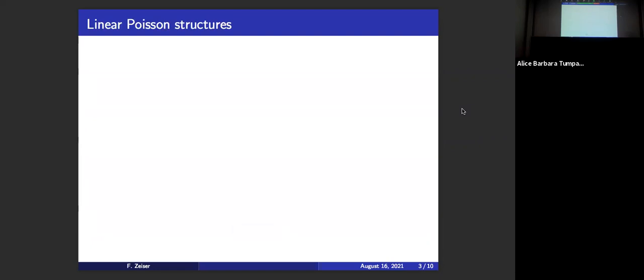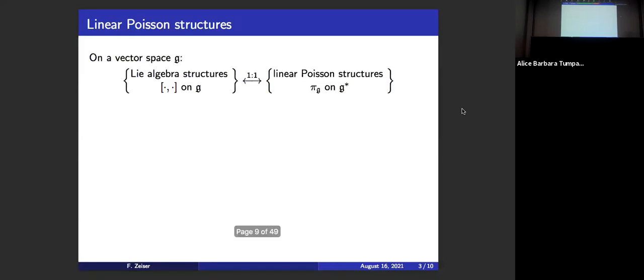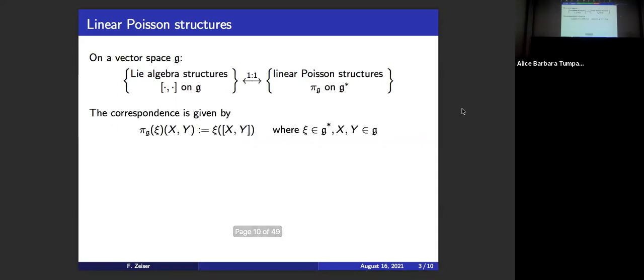And that leads us naturally to the question of linearization. For that, we look into linear Poisson structures, which are associated in one-to-one correspondence with Lie algebra structures. In a vector space, one has a Lie algebra structure, and then there's a one-to-one correspondence to a linear Poisson structure on the dual vector space. The term linear comes from the fact that if one takes the Poisson bracket of two linear functions, then the result is also a linear function. And the correspondence is given by this simple formula.